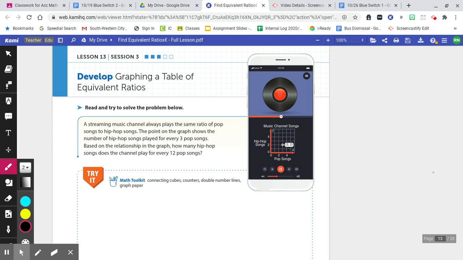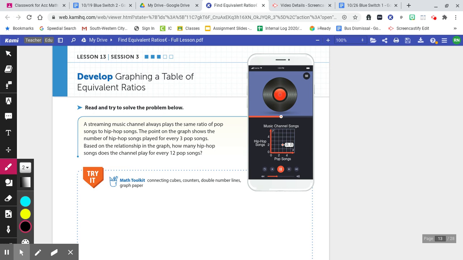And welcome back. Today we are doing Lesson 13, Session 3, Develop Graphing a Table of Equivalent Ratios. So you need to open your book to page 291.